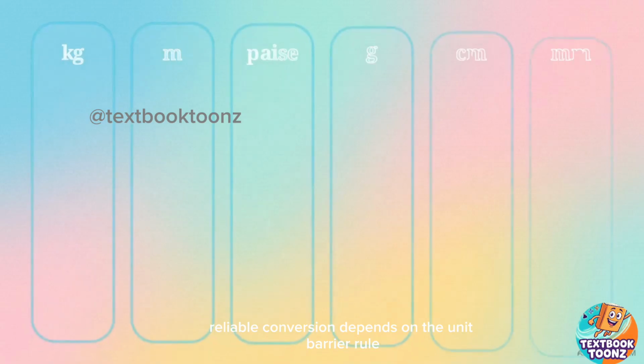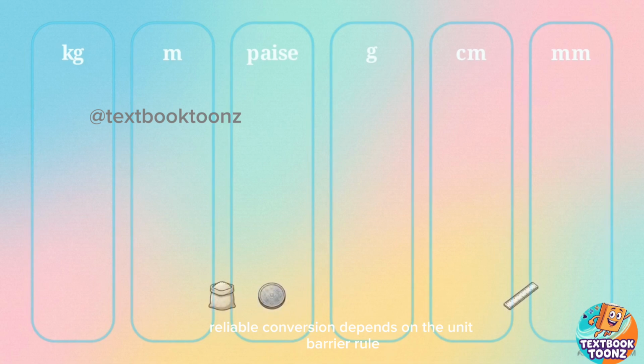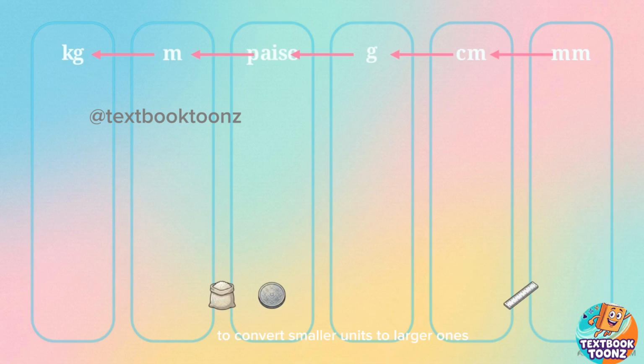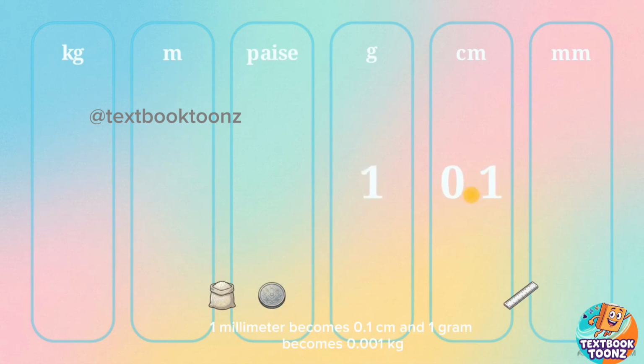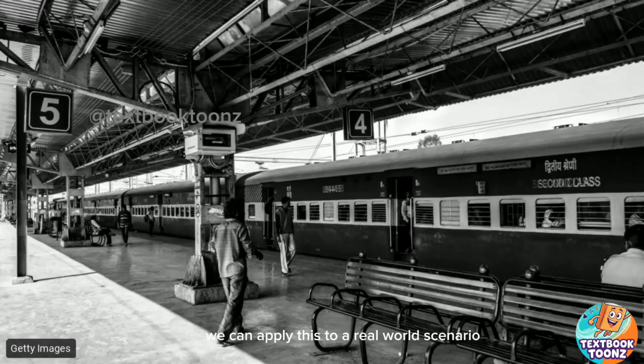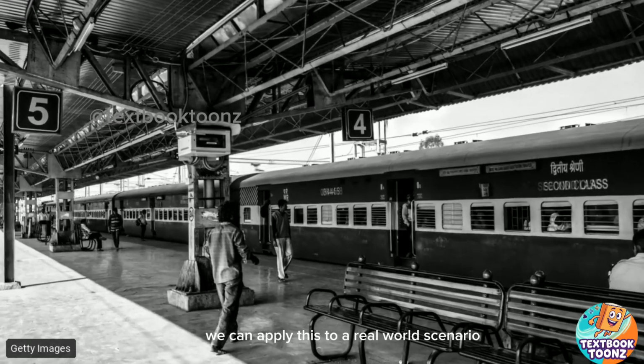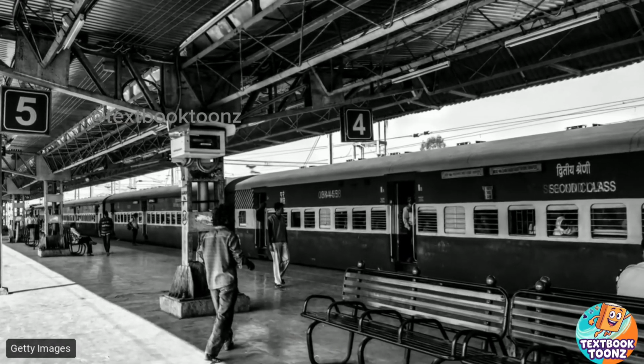Reliable conversion depends on the unit barrier rule, keeping your place value columns perfectly aligned. To convert smaller units to larger ones, you divide by tens, hundreds, or thousands. 1 millimeter becomes 0.1 centimeters, and 1 gram becomes 0.001 kilograms. We can apply this to a real-world scenario from the Indian Railways.